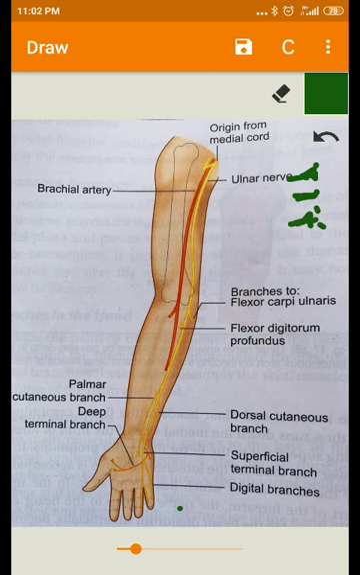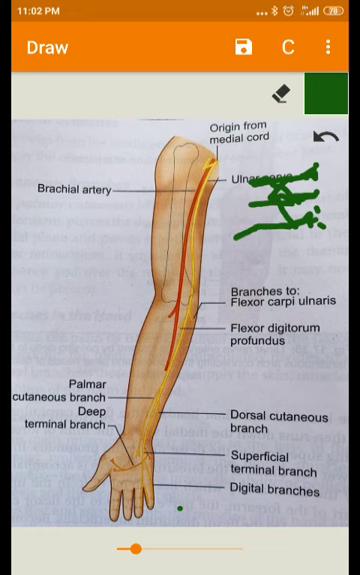All these divide into posterior and anterior divisions. All posterior divisions form the posterior cord. The anterior division of the upper trunk and the anterior division of the middle trunk form the lateral cord, and the anterior division of the lower trunk forms the medial cord. This medial cord gives branches; out of 5 branches, the ulnar nerve is the major branch.